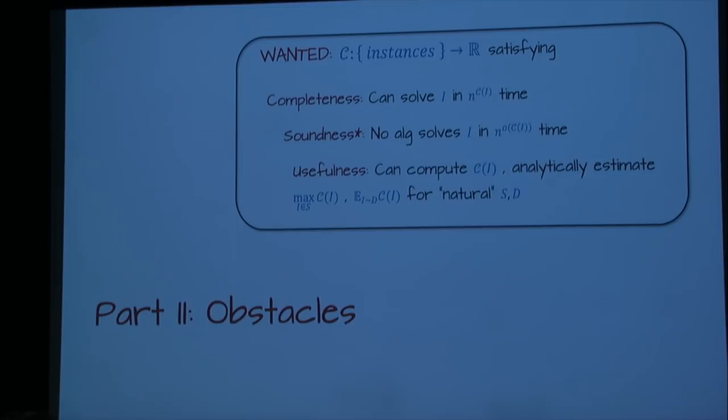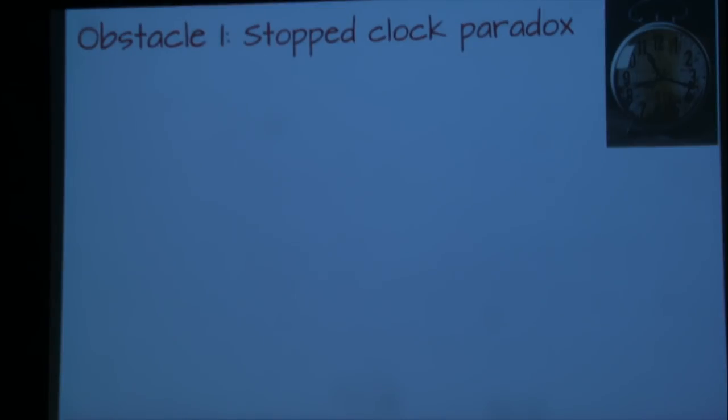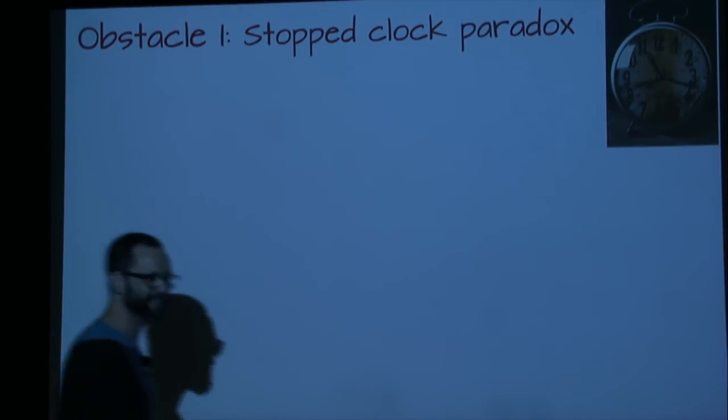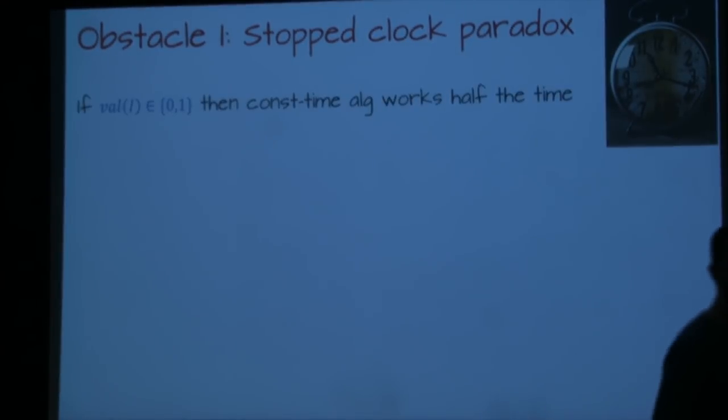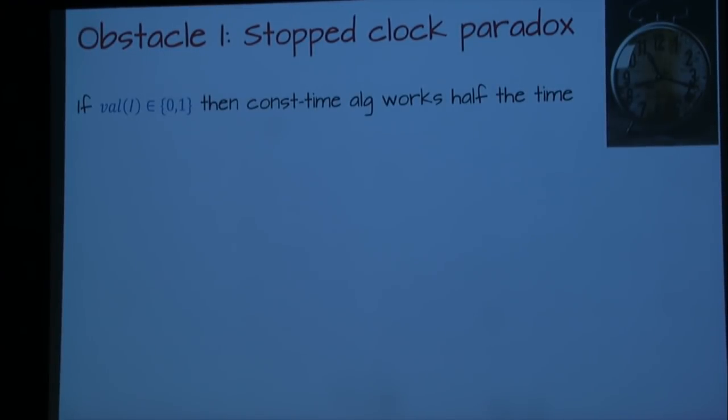So this is what we want, and why we cannot get this exactly, and what we could potentially hope to get. One obstacle is this kind of stopped clock paradox: even a stopped clock is right twice a day. Similarly, if the value is either 0 or 1, then the constant time algorithm that just outputs 0 will work half the time, and if the value is between 0 and 1, it will work an epsilon fraction of the time. So you can have a trivial algorithm that already works for half your instances, or a constant fraction of them.